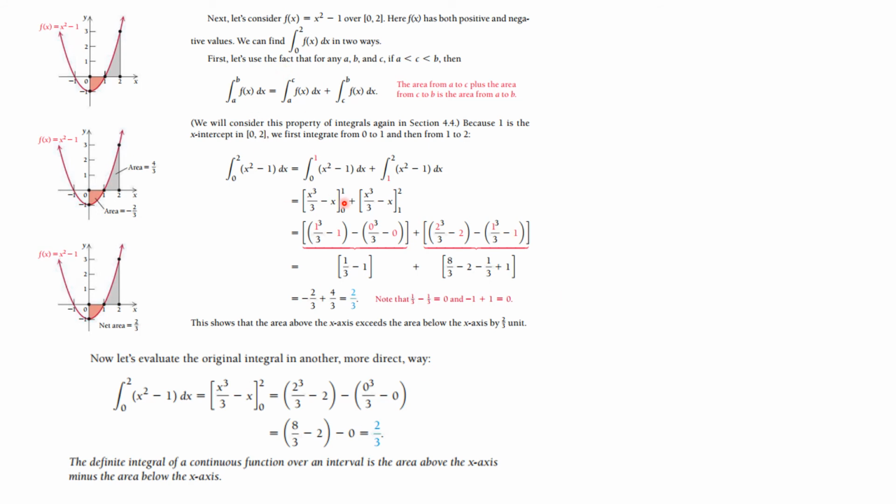And again, we don't have to break it up this way. We can actually just do it straight up, as done here, and we see, oh, it's still 2/3. So the definite integral of a continuous function over an interval is the area above the x-axis minus the area below the x-axis. It is the net of the two.